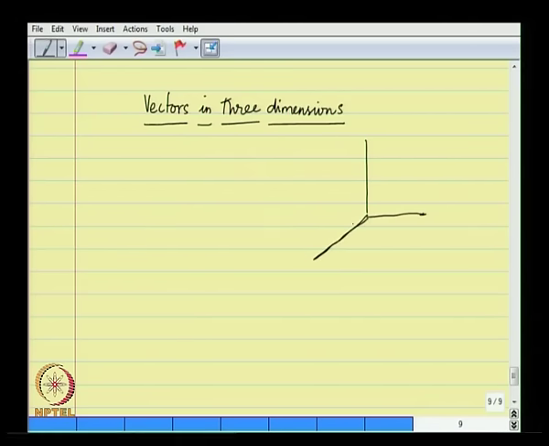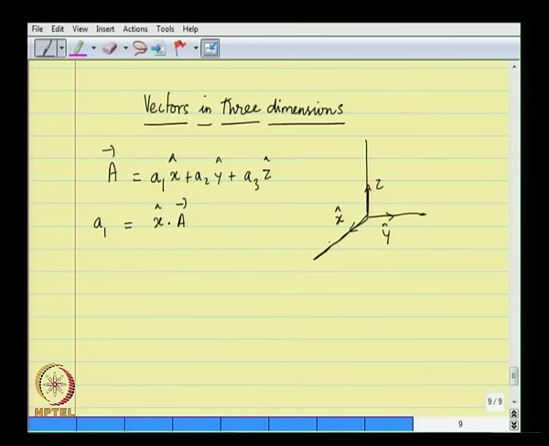Okay. The unit vector along one of them is x, another is y, and the third is z. Okay. So, in three dimensions, any vector A is represented by three components, namely A1 times x plus A2 times y and A3 times z. The components A1, A2, A3 are given by the projection of the vector A onto the respective unit directions. So, this is x unit vector dotted with A gives you the component of the vector, A1.